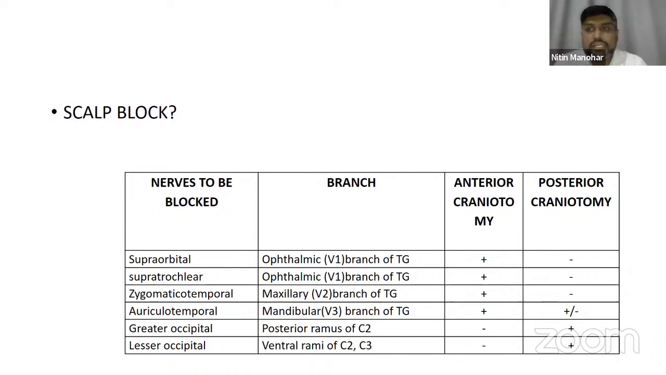So we will not go into the details of scalp block here. The topic will probably be taken up in another session.